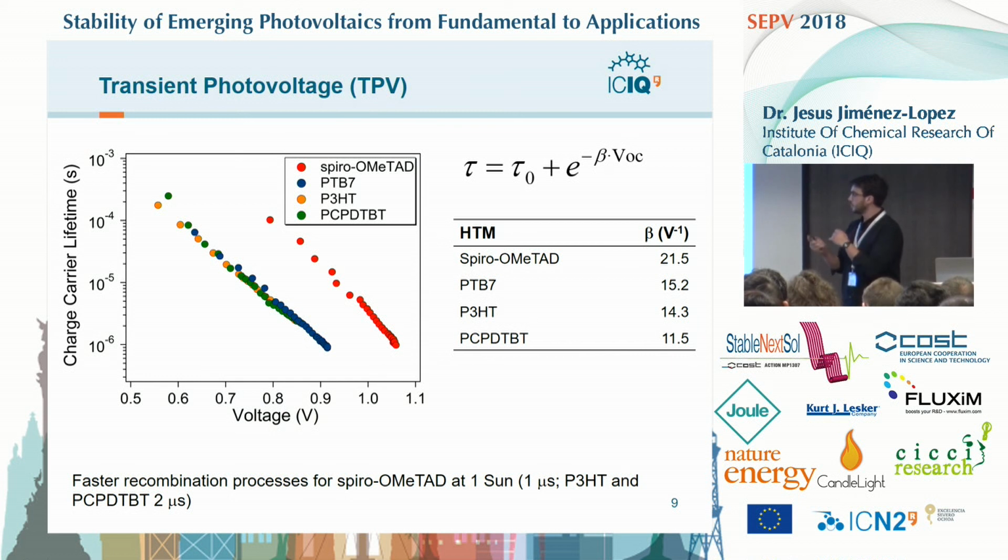When we apply different light intensities, so different light biases, we can fit all the decays to an exponential and obtain a decay constant that is called beta. This beta constant also correlates with the different currents. The biggest is for spiro-OMeTAD, then PTV7, P3HT, and PCPDTVT.